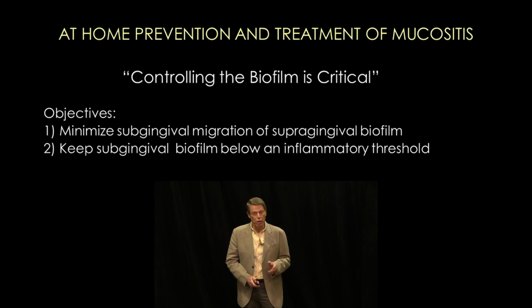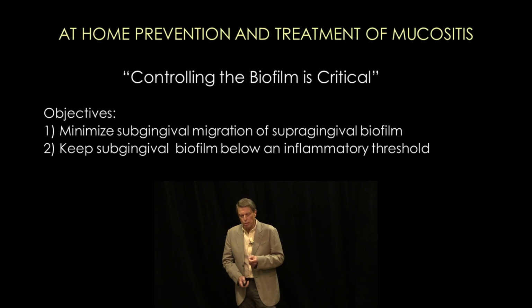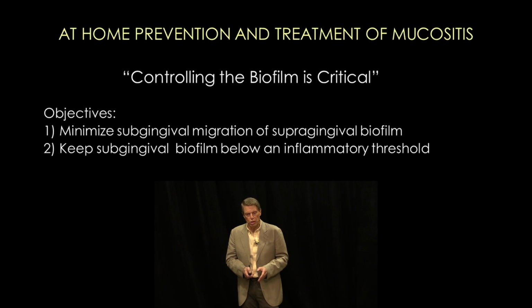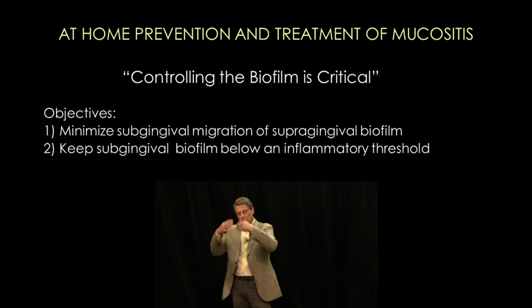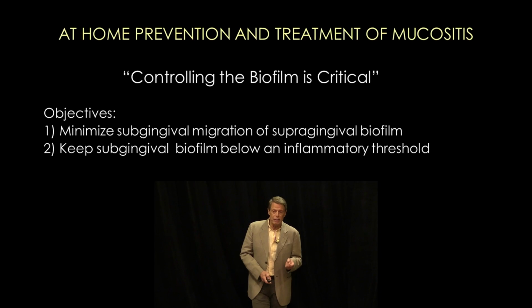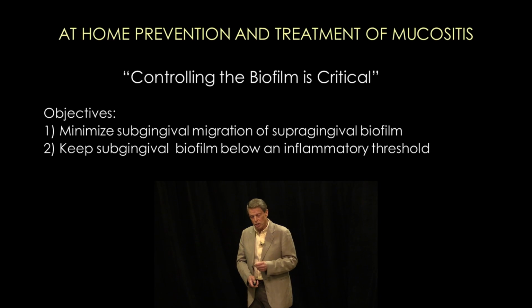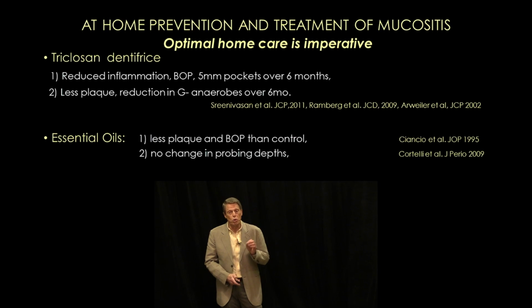Then we give the patient a home care regimen, and we tell them to go home and brush their teeth and rinse and keep their mouth clean for the next 3 months. The home care regimen is really important because controlling the biofilm is critical. You explain to the patient that we've cleaned off the subgingival biofilm. The implant surface is clean underneath the gum. Your responsibility now is to stop the supragingival biofilm from migrating subgingivally and becoming inflammatory. So the objectives are to minimize the subgingival migration of the supragingival biofilm and to keep the subgingival biofilm below an inflammatory threshold.